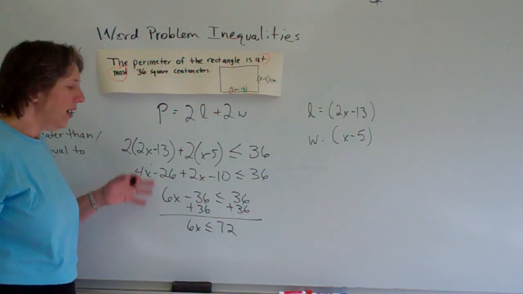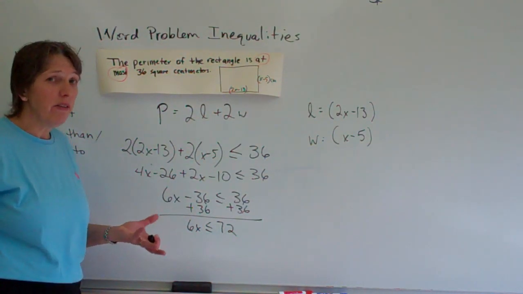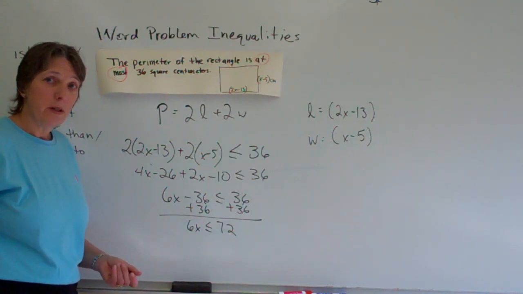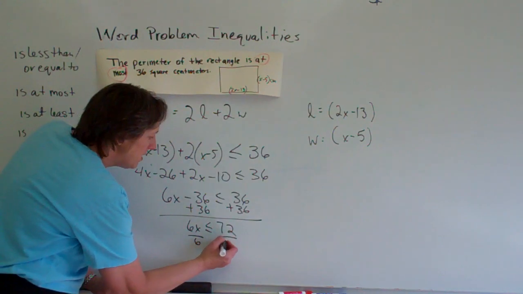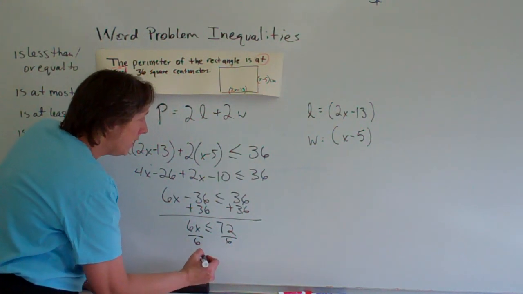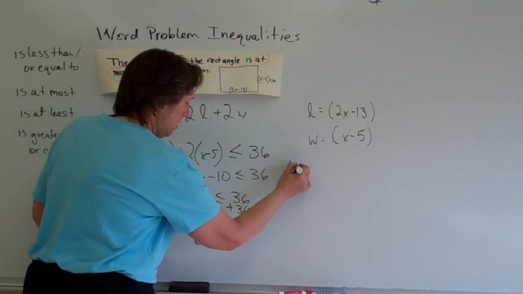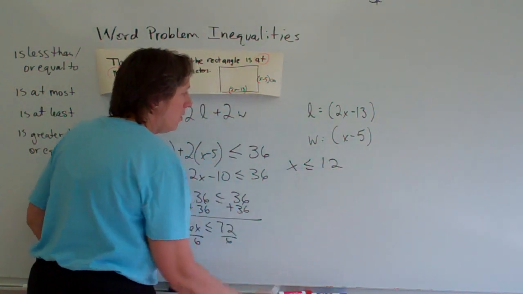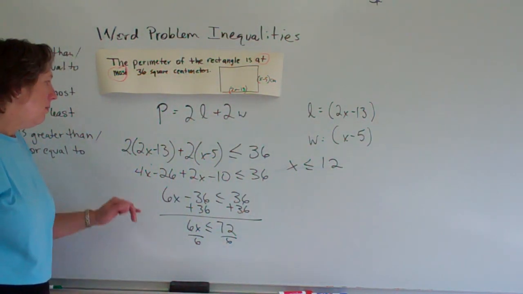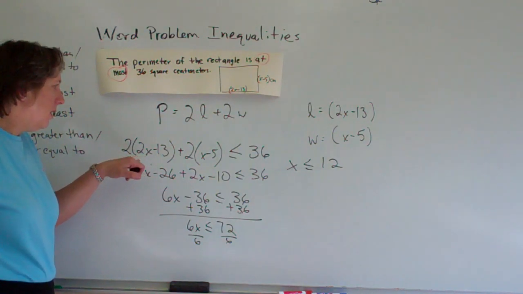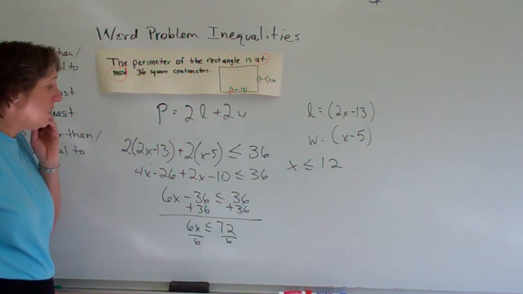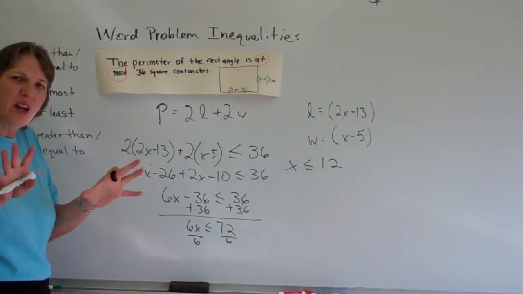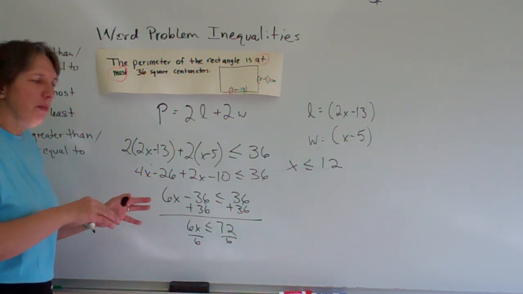Notice there are no negatives I'm dividing by here. I'm not dividing by a negative, so my signs don't flip. All right, so I divide both sides by 6, and I get x is less than or equal to 12. Remember, if I plug in a 12 here and I get 24 minus 13, okay, we'll do that in a second. We'll go in and plug it in and show you its work.